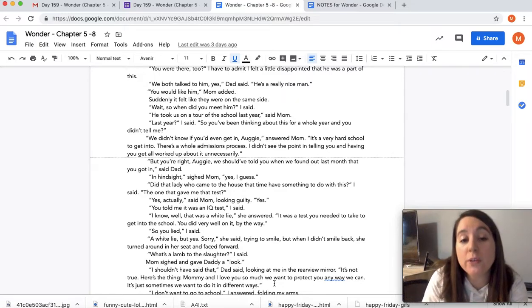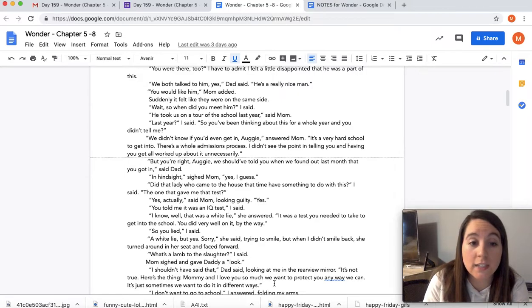"We didn't know if you'd get in, Augie," answered Mom. "It's a very hard school to get into. There's a whole admissions process. I didn't see the point in telling you and having you get all worked up about it unnecessarily." "But you're right, Augie. We should have told you when we found out last month that you got in," said Dad. "In hindsight," sighed Mom.